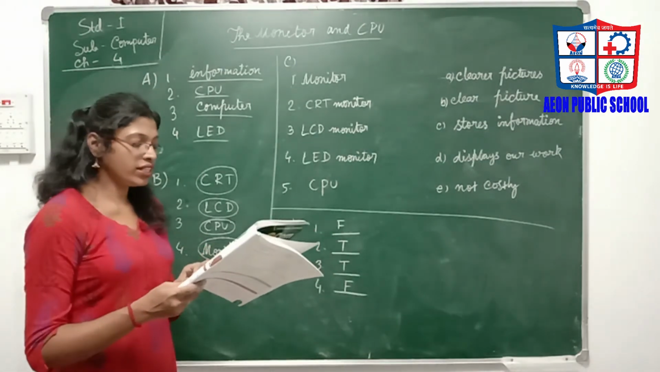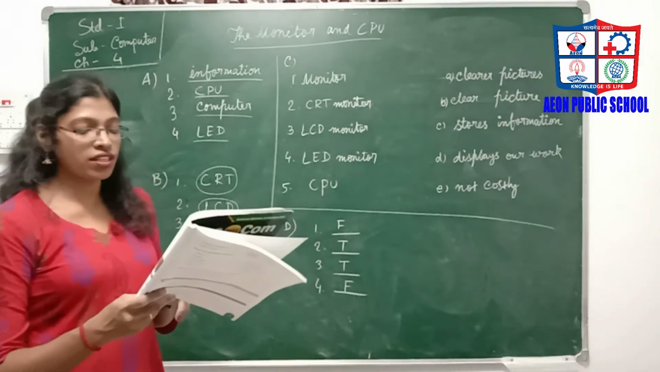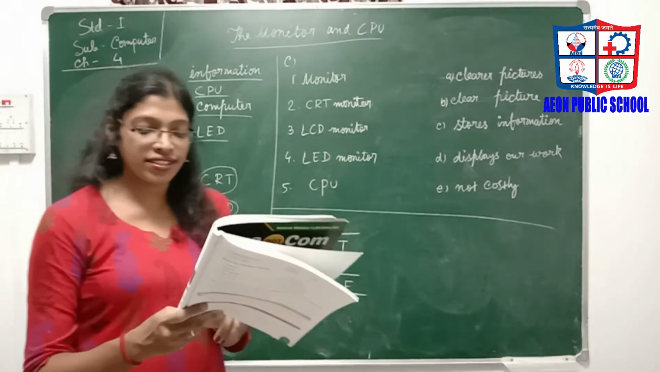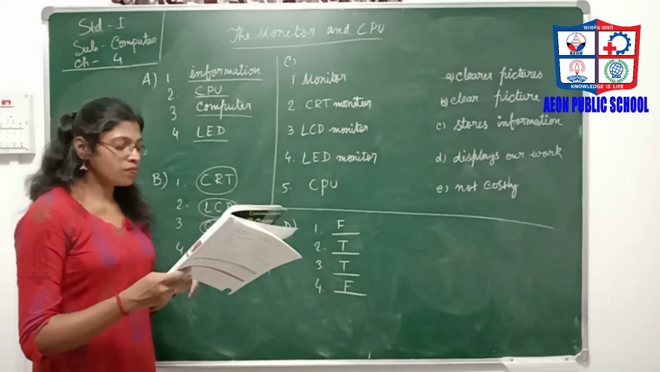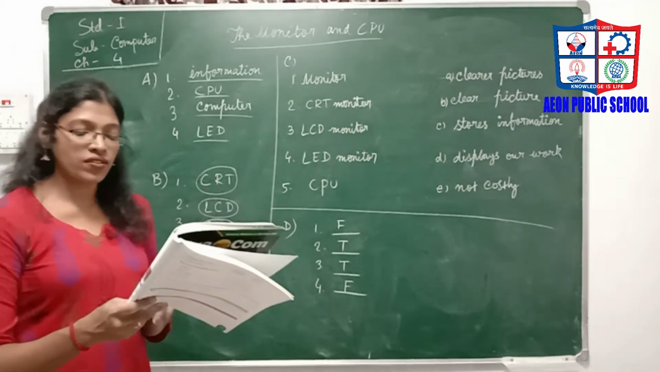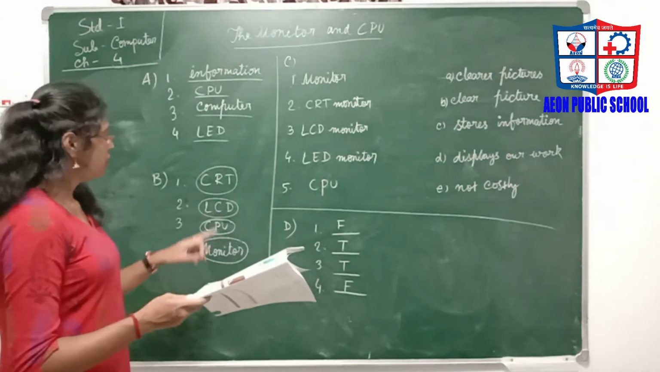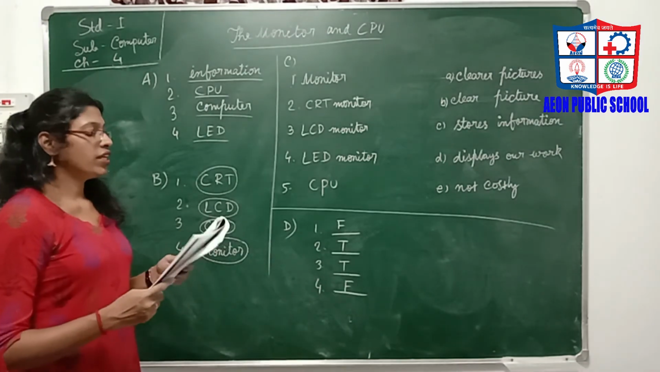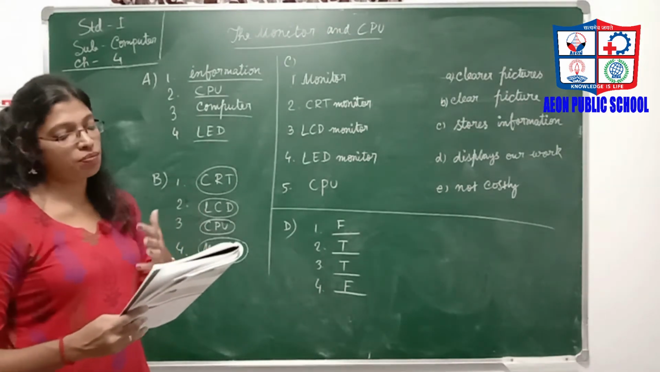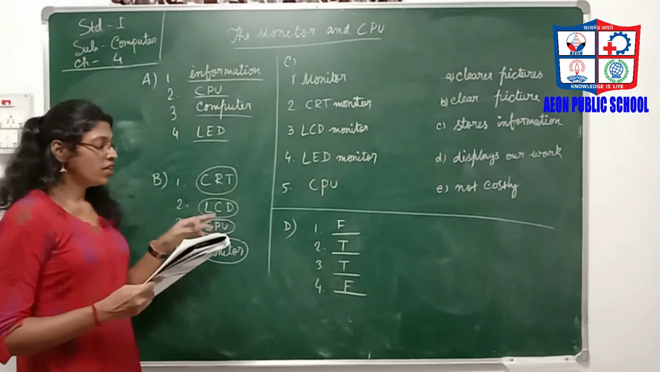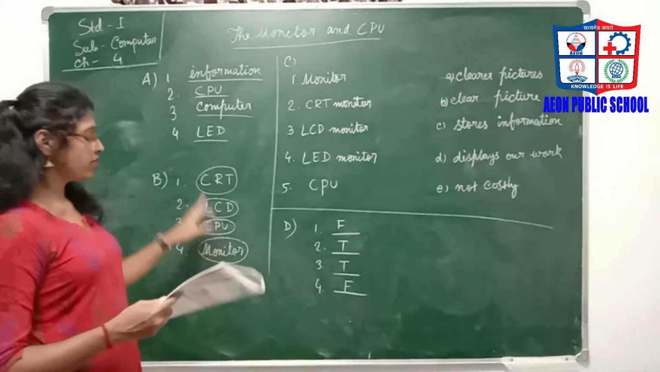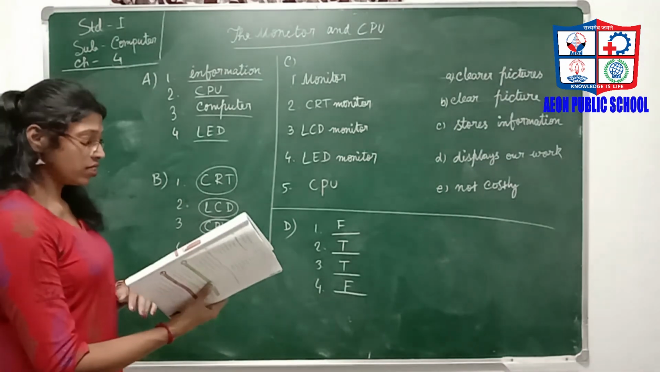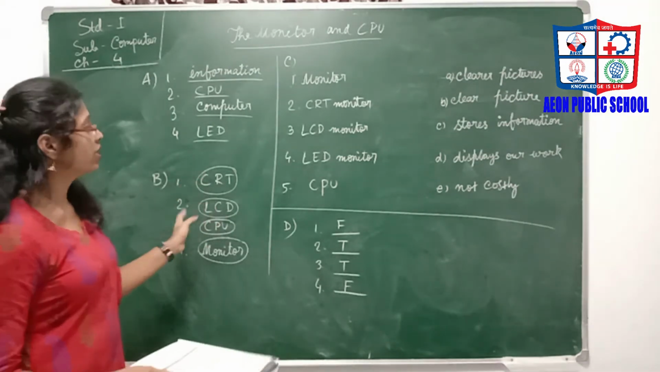Next is circle the correct answer. These monitors are heavy. The options are LCD, CRT. The CRT monitor is heavy. These monitors are costly. The options are LCD and CRT. LCD. It stores information: monitor, CPU. Definitely CPU. It has a screen: monitor, CPU. Monitor. These are the correct answers. You have to circle them.